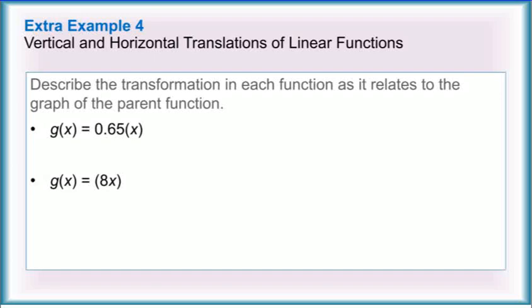Next, describe these transformations. So 0.65 is on the outside, so this is vertical. And vertical dilations can be a stretch or a compression. Since 0.65 is less than 1, and it's a vertical, this would be a vertical compression.